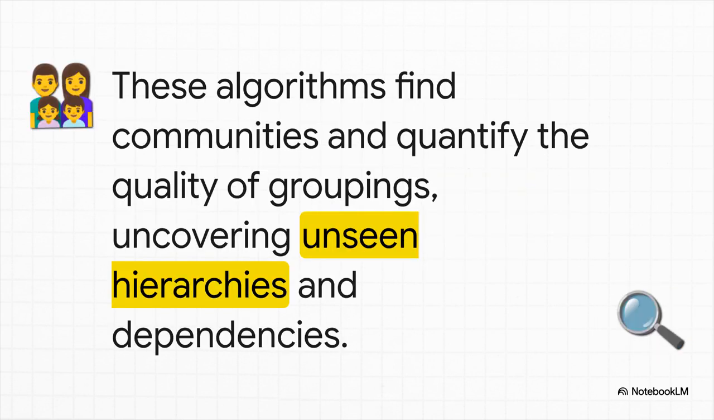And our third and final recipe is community detection. This is kind of like looking into a crowded room and instantly seeing all the different friend groups. The algorithm is designed to find these natural clusters where all the nodes are super connected to each other, but not so much to the rest of the network.